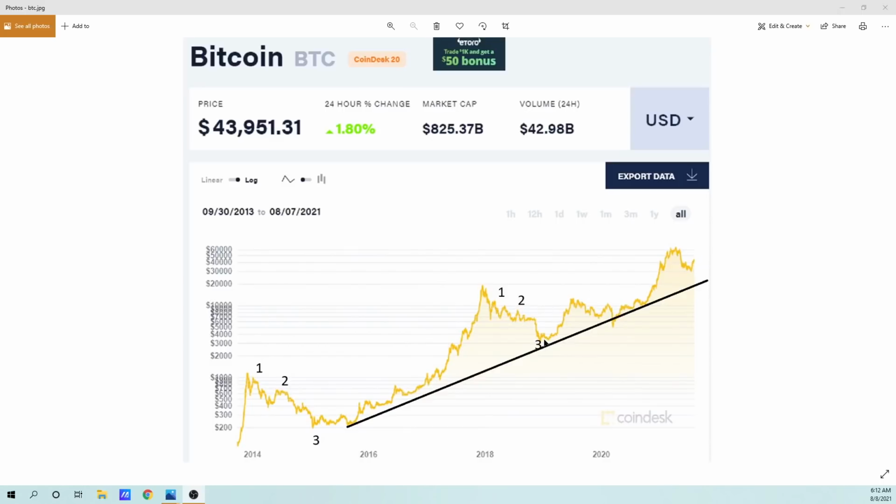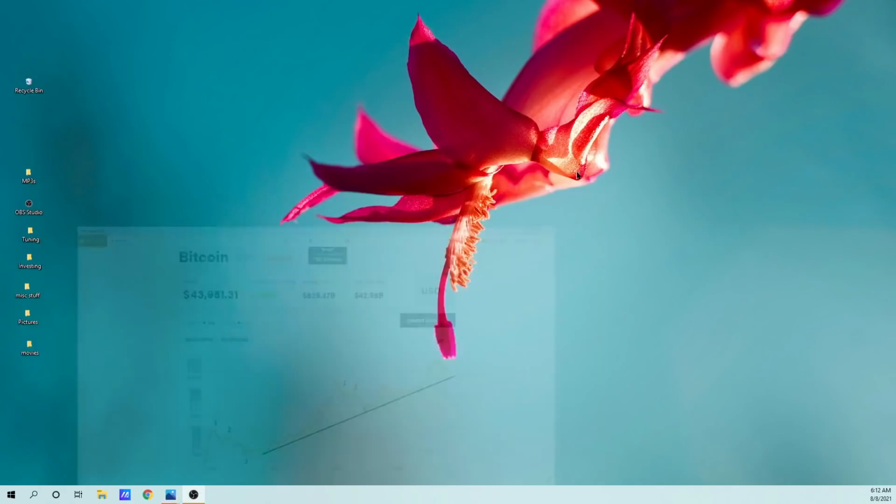So I think it takes more time to consolidate, probably come back to about 20,000, maybe a little bit higher, 25,000, somewhere in that range. And I think that would probably be a good entry point for Bitcoin. Again, this is just speculation. I'm not a pro at this, and I'm just showing you guys different chart patterns and how they all align. So that's what I've got.